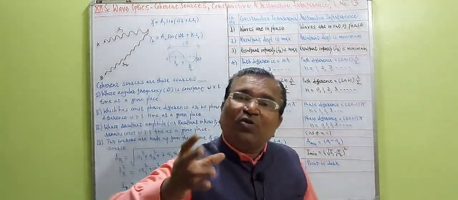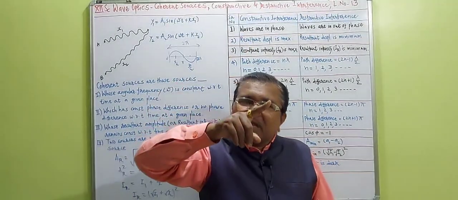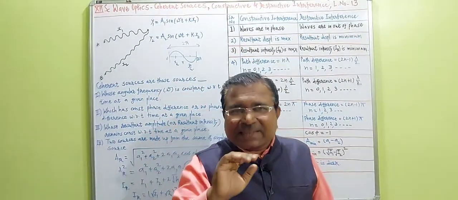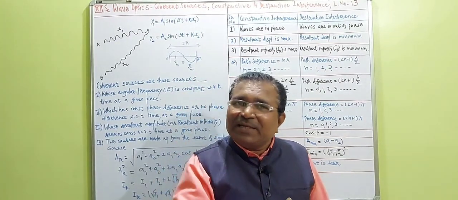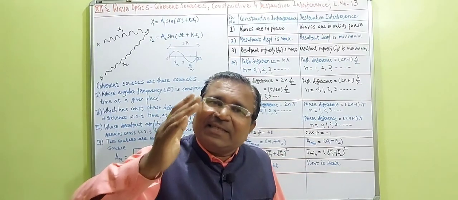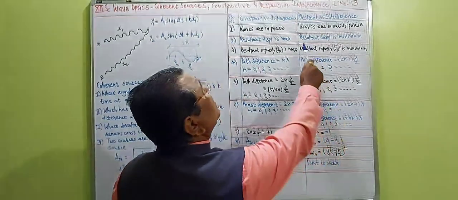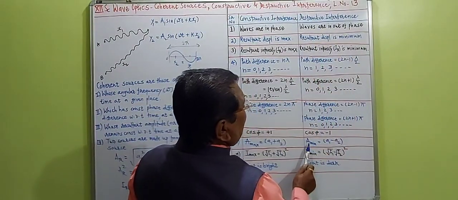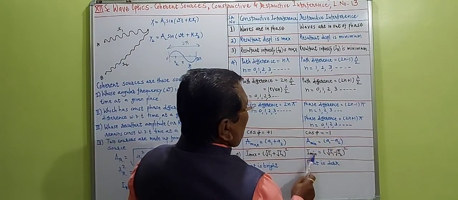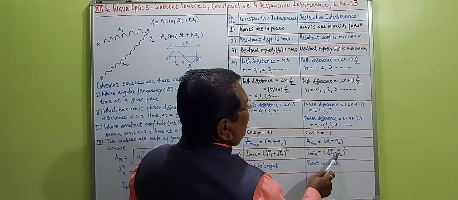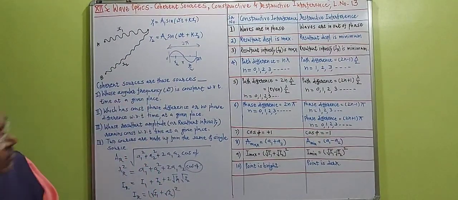Waves are out of phase. One wave is like this, another wave is like this, so crest meets trough and trough meets crest. Resultant amplitude is minimum, resultant displacement is minimum, resultant intensity is minimum, that is 0, and we get a dark point. So I have written here, resultant displacement is minimum. Resultant amplitude A minimum is equal to A1 minus A2, or I minimum is equal to root of I1 minus root of I2. How do we get this? See here.